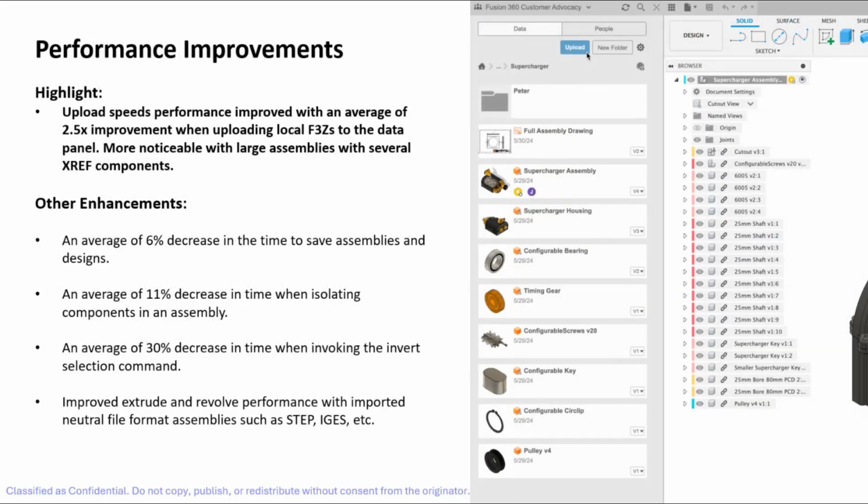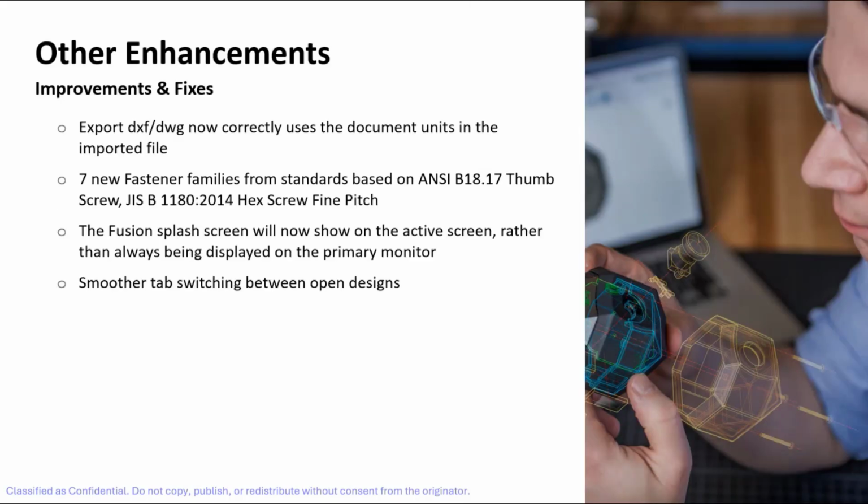The performance improvement: upload speed performance improved with an average of 2.5 times improvement when uploading local F3Z to the data panel, more noticeable with large assemblies with several XLEF components. Other enhancements are improvements and fixes in export. The DXF, the DWG now correctly use the document unit in the imported file.